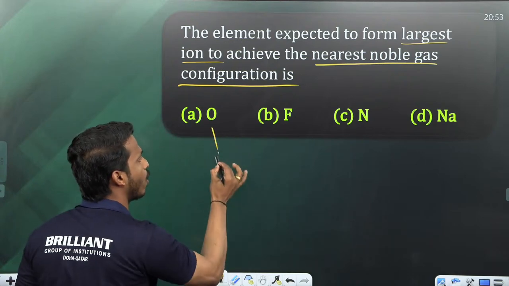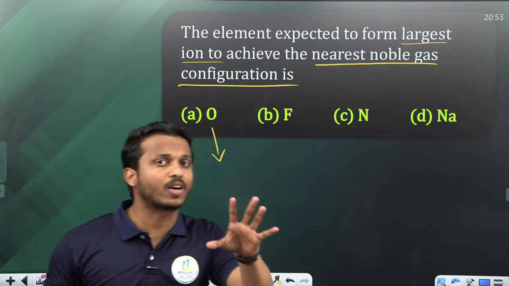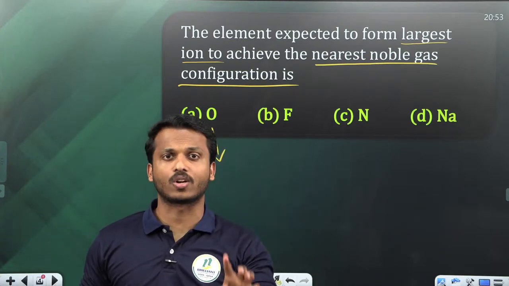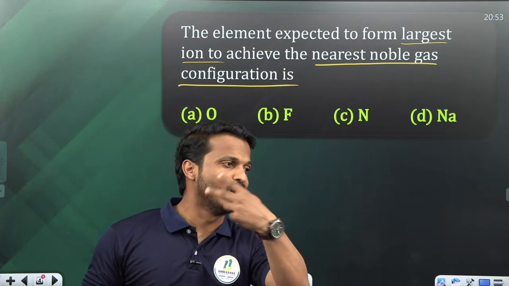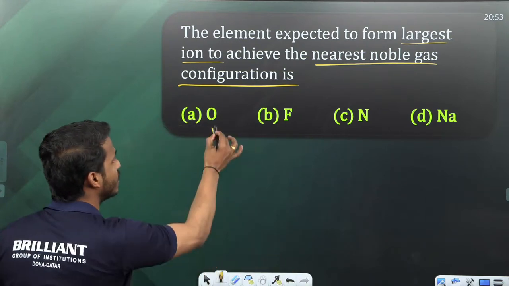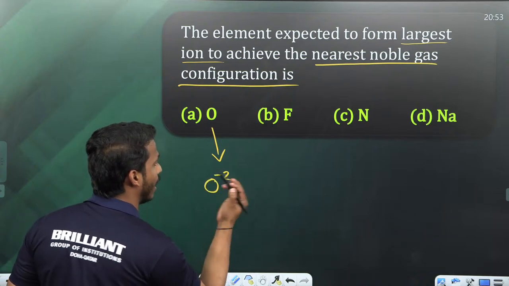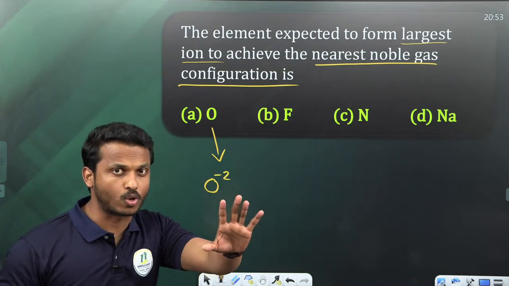See, the element given is oxygen. Oxygen, you know how many electrons are there? Outermost 6 electrons. How can it attain the noble gas configuration? By gaining 2 more electrons, right? So oxygen is ready to gain 2 electrons, then it will get the noble gas configuration.